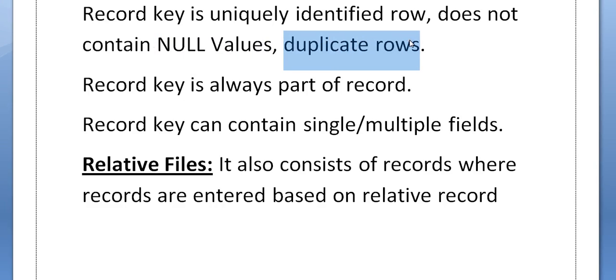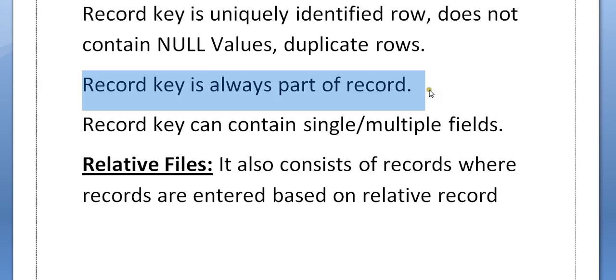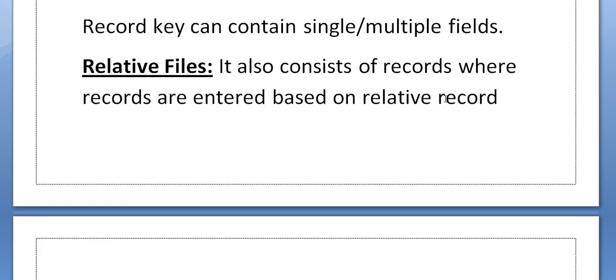See, in the sequential file above, there is a chance of writing duplicate records. For an index file, there will be no duplicate records, and it also doesn't have any null values. The record key is always part of the record. This is a very important note. A record key can contain single or multiple fields.